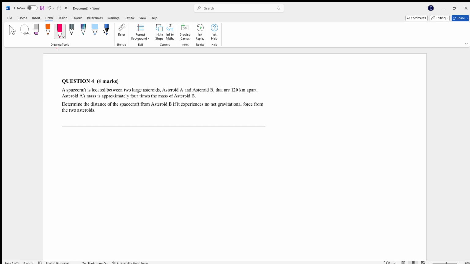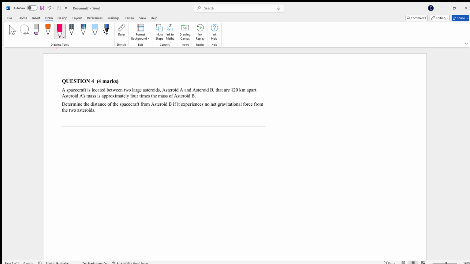So, question 4. A spacecraft is located between two large asteroids, asteroid A and asteroid B, and they are 120 kilometers apart. Asteroid A's mass is approximately 4 times the mass of asteroid B. Determine the distance of the spacecraft from asteroid B if it experiences no net gravitational force from the two asteroids.